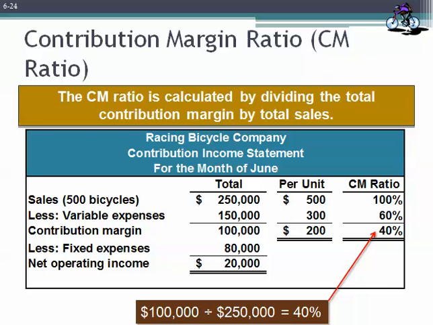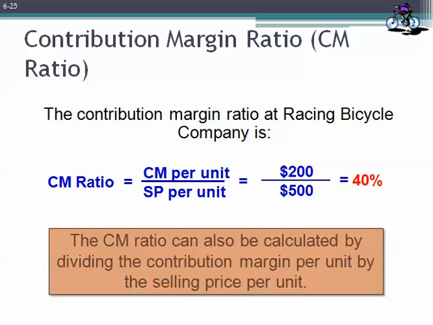or profit of 40%. So to interpret this, we can say that for every $1 in sales, it's costing us 60 cents, and we're making a profit or a contribution margin of 40%. We can also calculate our contribution margin ratio by using per unit amounts. Our variable cost per unit was $200. If we divide that by our selling price per unit of $500, we get the same 40% contribution margin ratio.